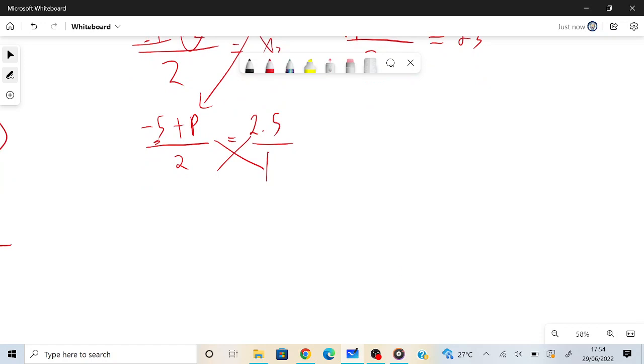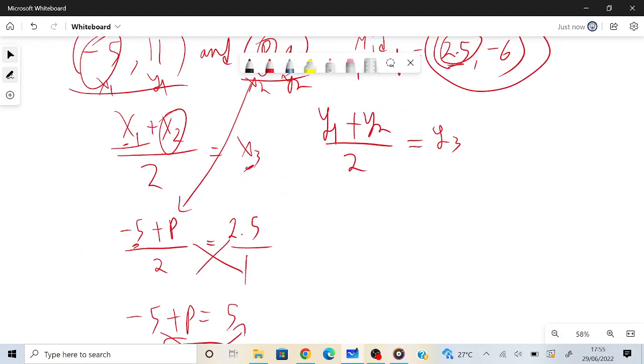So if you cross multiply, you have -5 plus P equal to 2.5 times 2, which is 5, and then P is 5 plus 5, because this -5 goes to the other side and becomes positive, and 5 plus 5 is nothing but 10. So P is 10. Now let's work with the y coordinates.